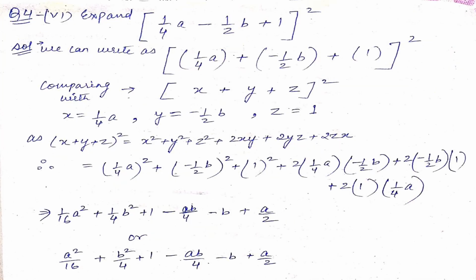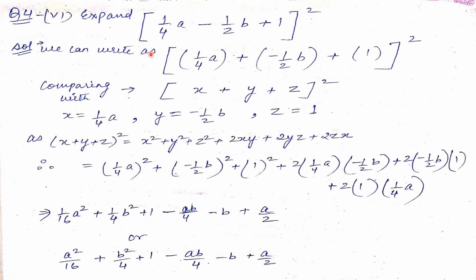Now I've taken one question for you from the exercise, that is question 4, sixth part. Here we have to expand this thing. Now you can see there are three terms, first term, second term, third term, and there is a square. So what comes to your mind? Yes, formula number 5, that is x plus y plus z whole square. I told you that day, if you know the formula of positive, you don't need to fear anything. You can write this given question in that form only.